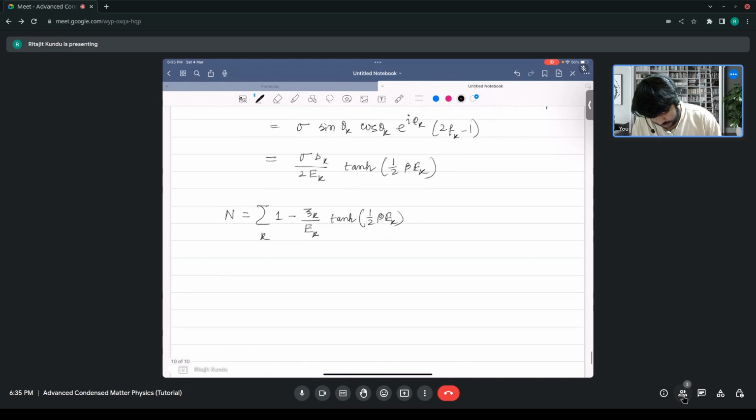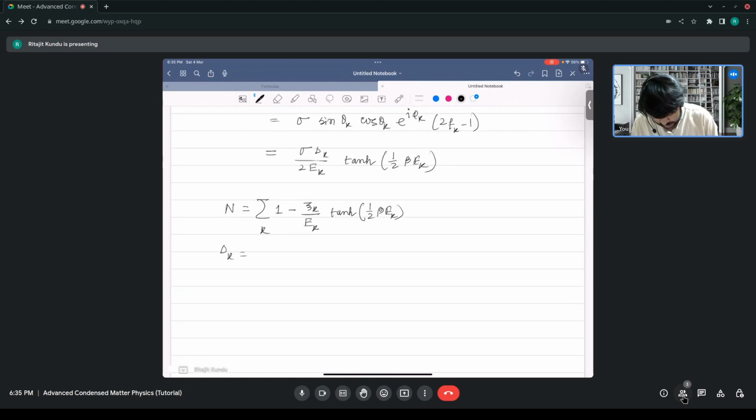And the gap is given in terms of Δk′ over 2Ek′ tanh of half beta Ek′, and there is this interaction term V_{kk′}. This is the full expression, and let me remove this delta. So we have reduced the operator expectation values into this simpler expression.